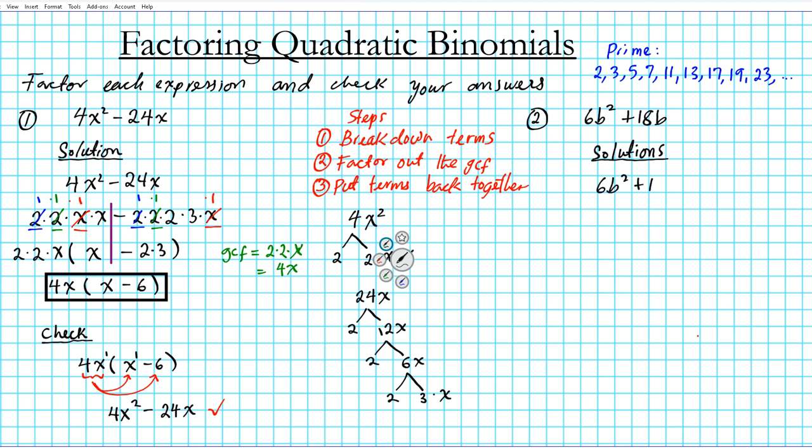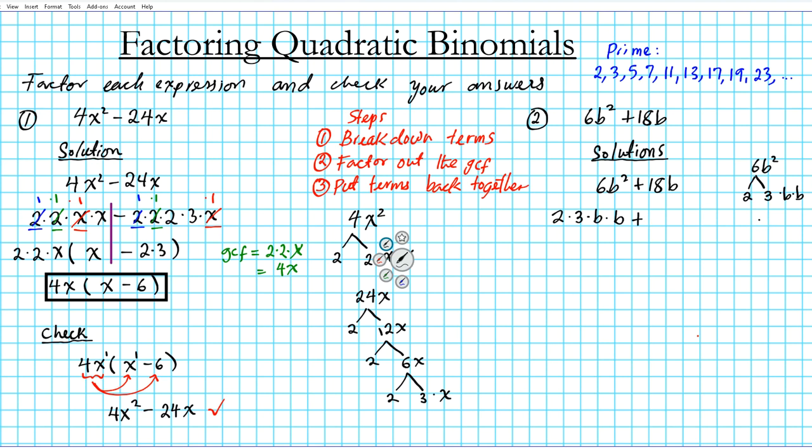So first thing we're going to do is break down both terms using a factor tree algorithm. Start with the first term, 6b squared. 6 is even, so 2 goes into 6 3 times. 2 times 3 times b. So the broken down state of 6b squared is 2 times 3 times b times b. Okay, bring down the sign.